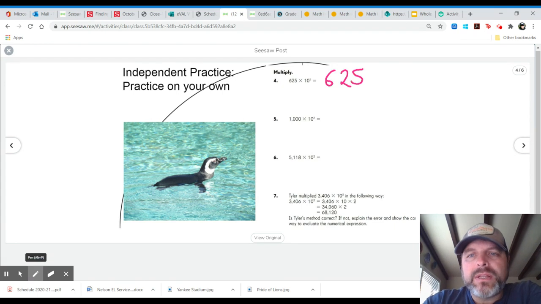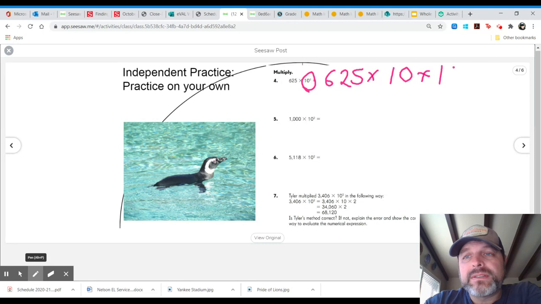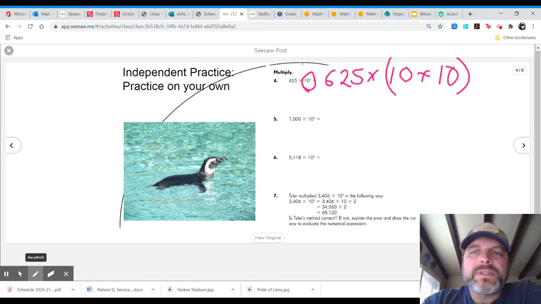Okay, so we have 625, and then we're going to multiply by, now this 10 to the second power means 10 times 10. Okay, that's what it means. Now we'll do that one first. So that's going to become 100.